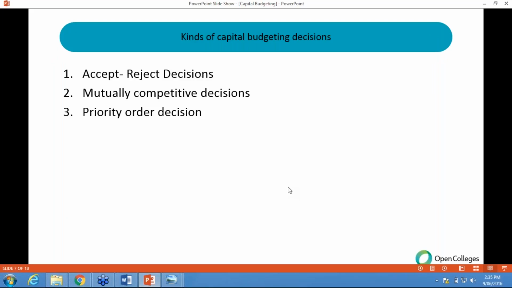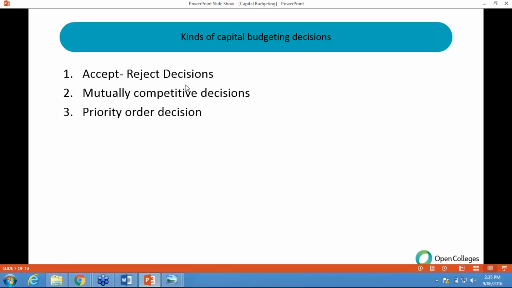Another thing it's very important to know is what kinds of capital budgeting decisions there are. First of all, the accept-reject decision. Accept-reject decision means, for example, there is only one machine and you have to decide whether you want to buy it or not buy it. Sometimes we call these decisions relating to an independent project. So that machine is independent. You have to decide whether you want to buy it or not.